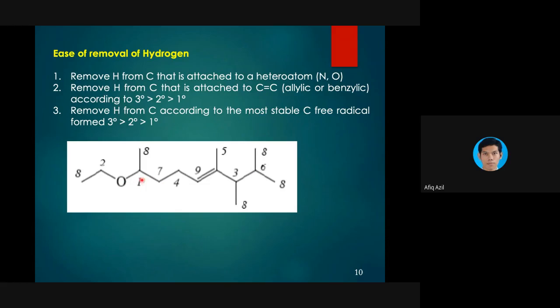So the number one, the first hydrogen that should be removed is located at this carbon. Why? Because the first rule states to remove hydrogen from carbon that is attached to a heteroatom. So if you look at the structure, we have oxygen, so that is the heteroatom. Which are the other carbons that are attached to the heteroatom? You have 1 and 2, these two carbons over here.